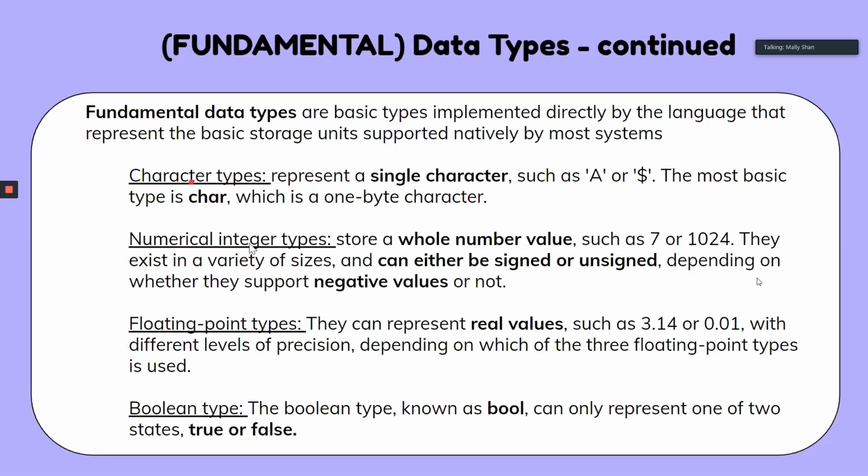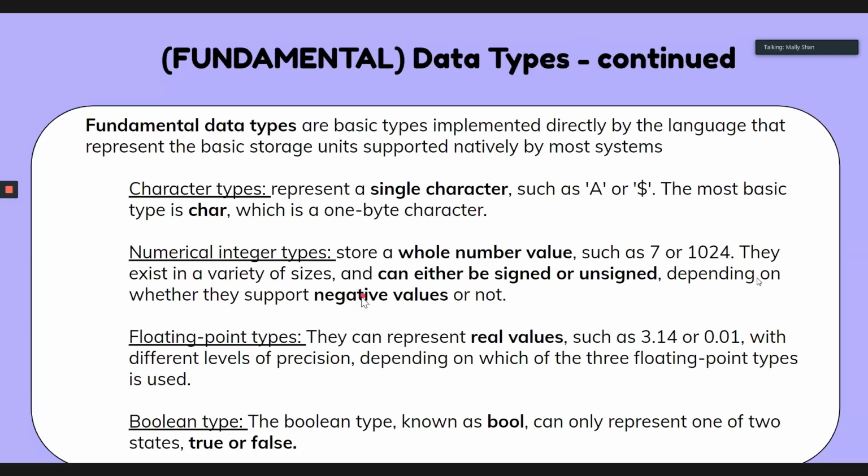That's letters. Numerical integer types are actual numbers. These are specific to whole numbers, like your counting numbers: 1, 2, 3, 4, 5, and so on. It says here they can be either signed or unsigned. All that means is that you can have negative values or not have negative values. So it includes even -1, -2, and so on.